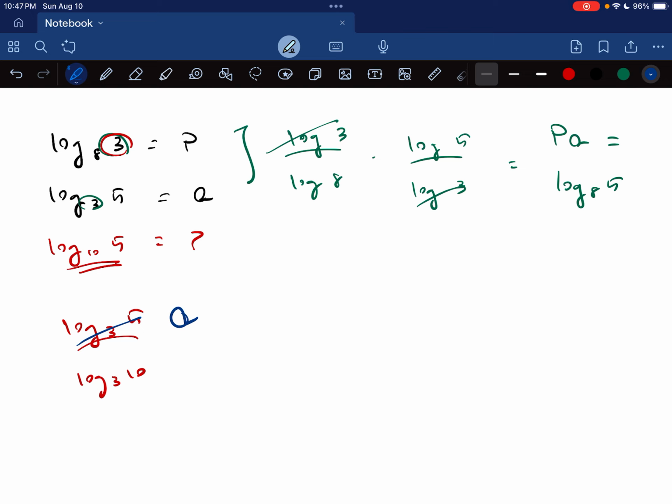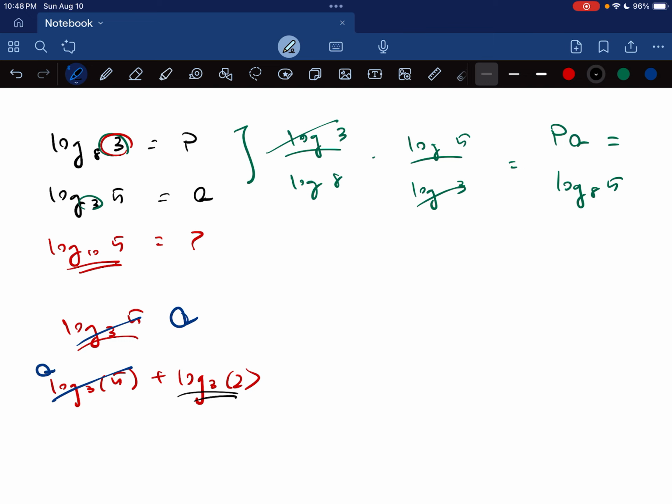And now what you need to do is express log base 3 of 10. You can rewrite this: since 10 is 5 times 2, this is log base 3 of 5 plus log base 3 of 2. And what is log base 3 of 5? That is nothing but q. So now the only thing left is to find what log base 3 of 2 is supposed to be.